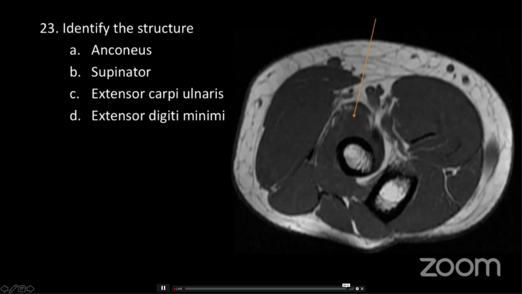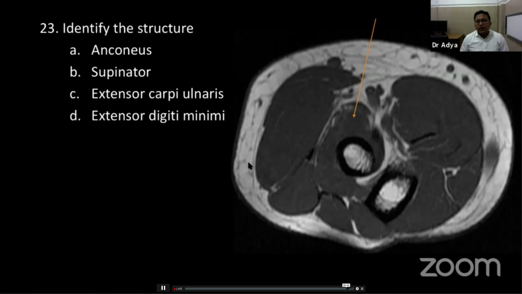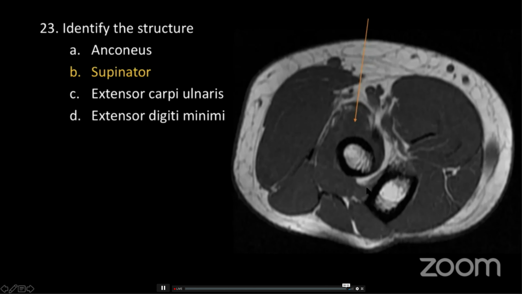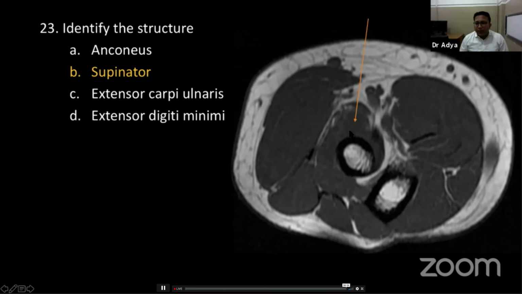So 71% people are saying it's option B. Yes, supinator. Yes, that's correct. So most of the people have answered it correctly. So this is the supinator muscle. Now, as you can see, this is a muscle which is wrapping around the proximal radial shaft, and it has got an attachment from the ulna. So this is a muscle in the proximal region of the forearm, which is arising from the ulna and wrapping around the proximal shaft of radius to get inserted. And it has got another head which comes from the lateral epicondyle of humerus as well. So this is the supinator muscle.